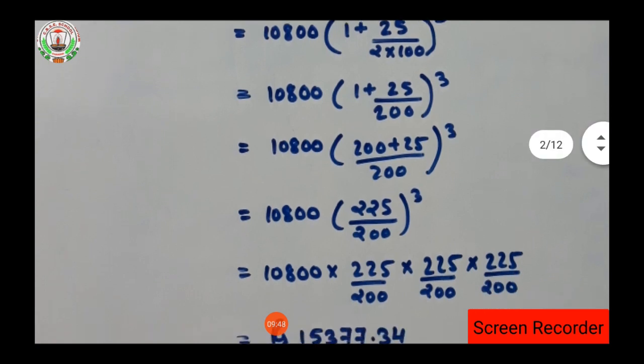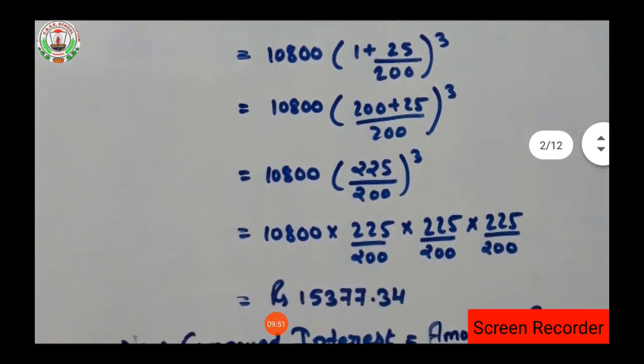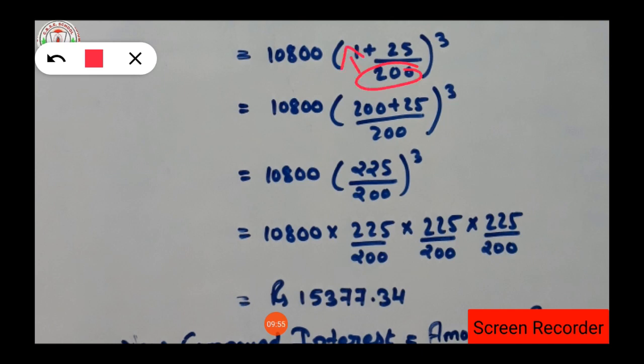Now what will happen here? This 200 will get cross multiplied with 1. So here this 200 will get cross multiplied with 1, and it will become 200 plus 25 upon 200.